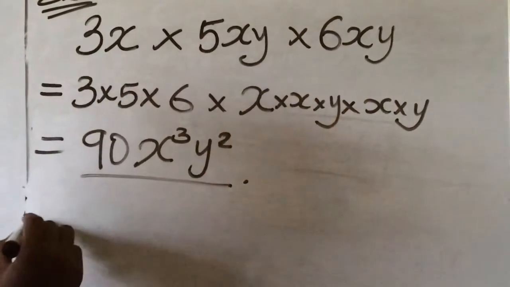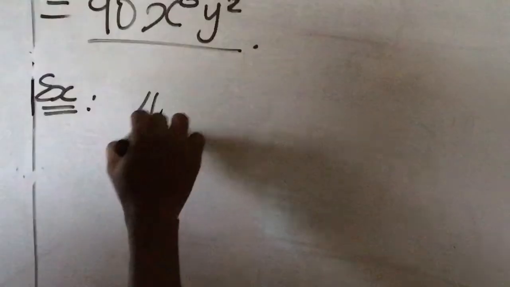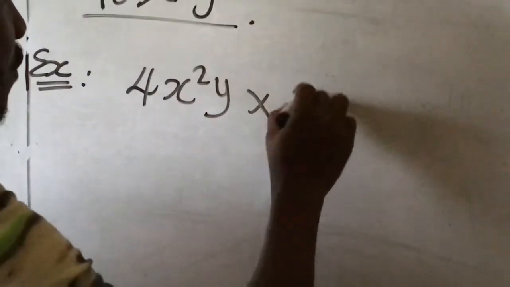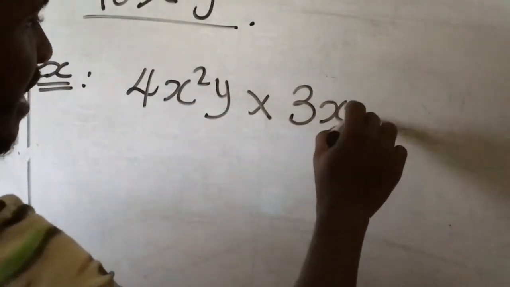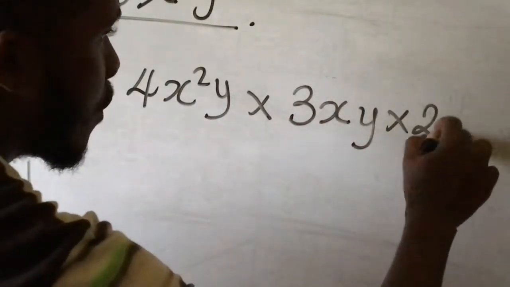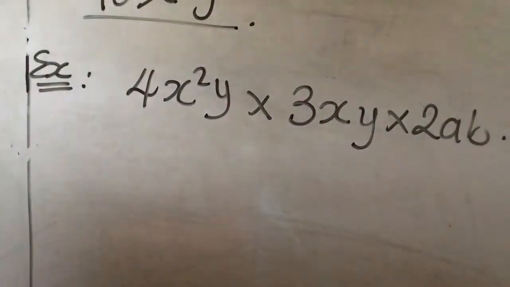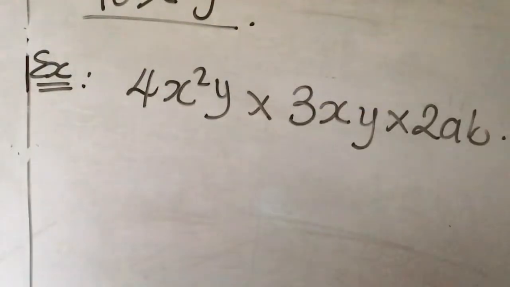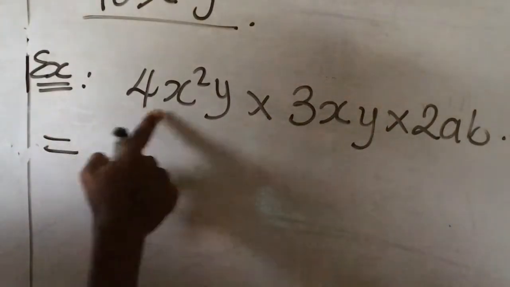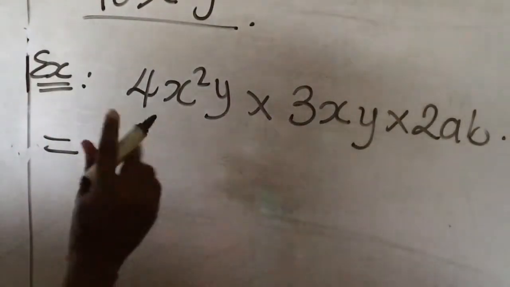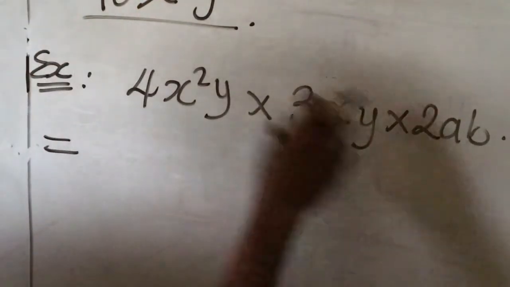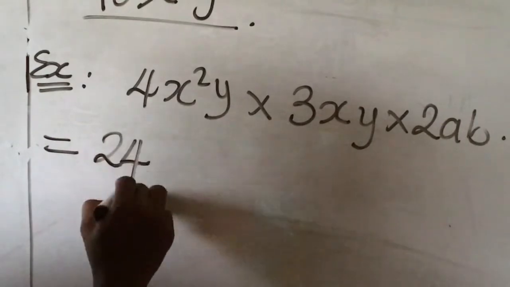Let's take another example. 4x squared y times 3xy times 2ab. Now, I can multiply this one without having any issues. What do I do? I multiply the coefficients together. So 4 times 3 is what? 12. 12 times 2 is what? 24. So I say 24.